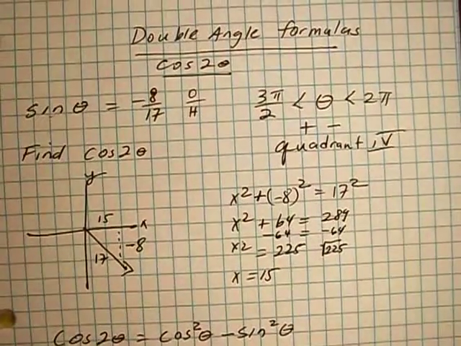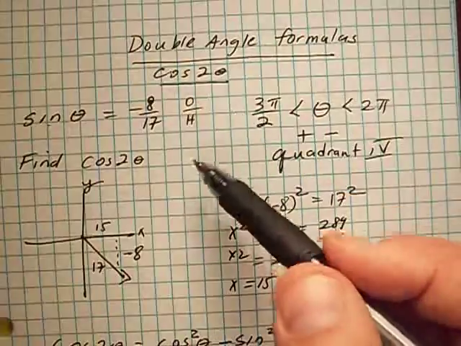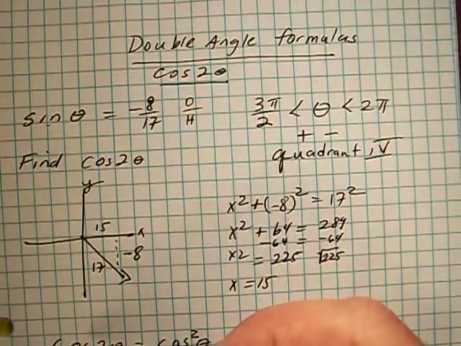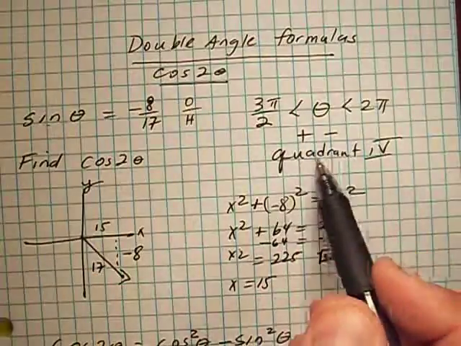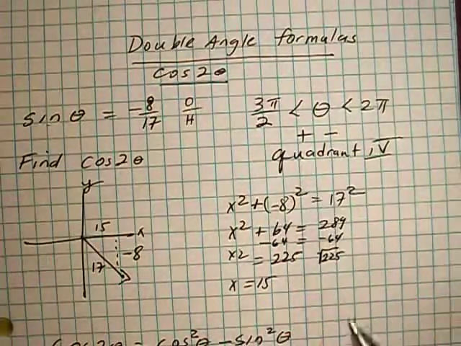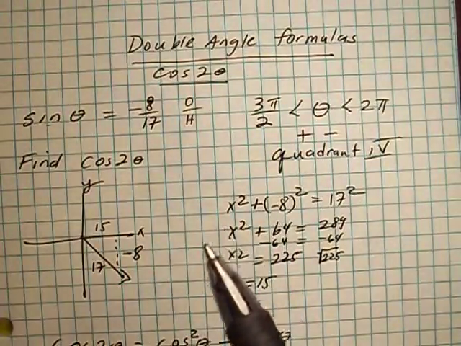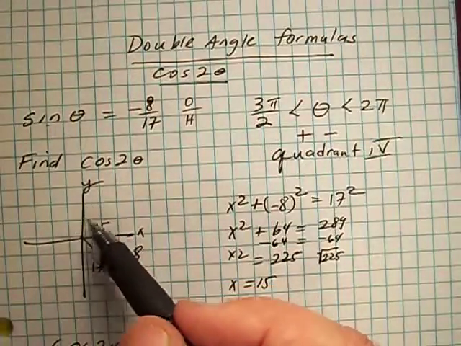So going back to our double angle formulas, there were 3 for cosine 2 theta, and we used 1. What you want to do first is find the quadrant so you get the correct sign in your final answer, and draw your reference angle.